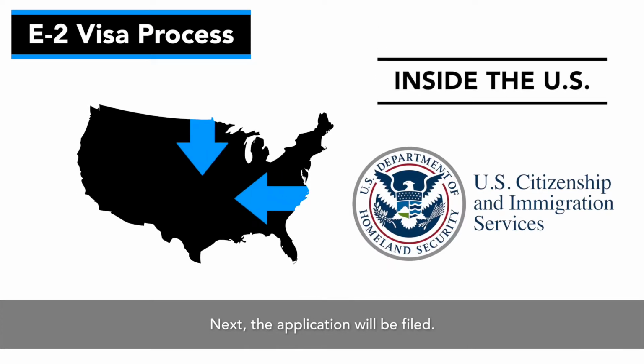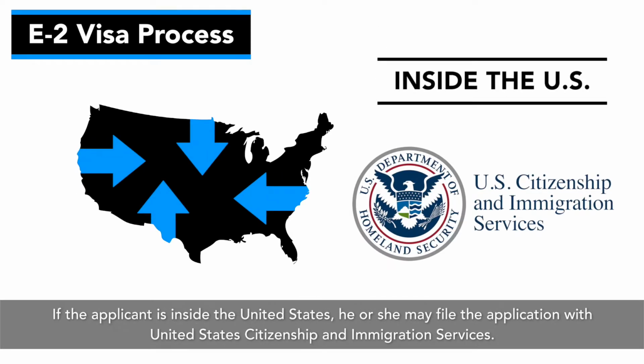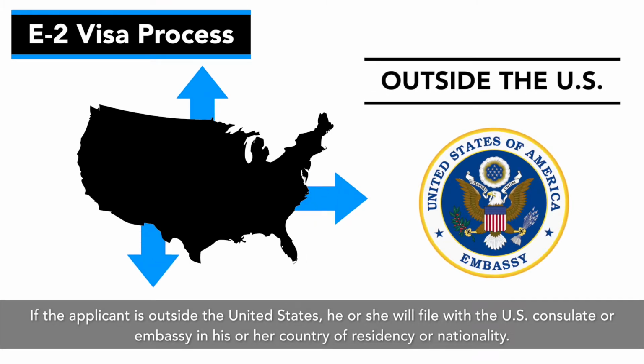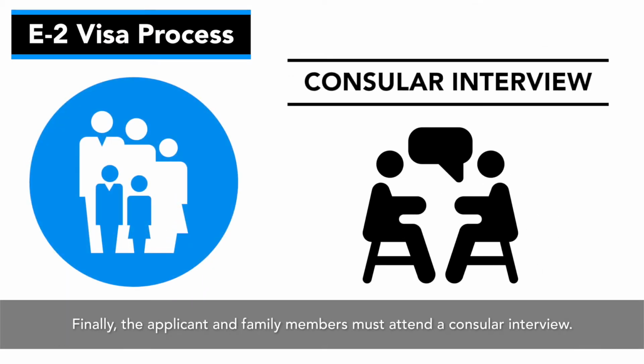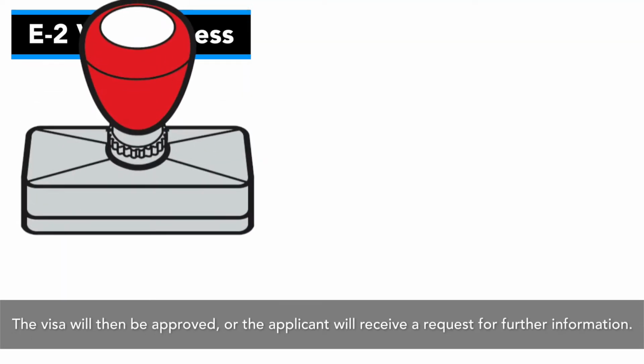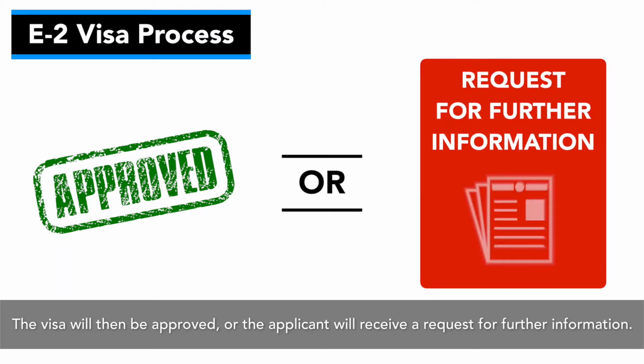Next, the application will be filed. If the applicant is inside the United States, he or she may file the application with United States Citizenship and Immigration Services. If the applicant is outside the United States, he or she will file with the U.S. consulate or embassy in his or her country of residency or nationality. Finally, the applicant and family members must attend a consular interview. The visa will then be approved, or the applicant will receive a request for further information.